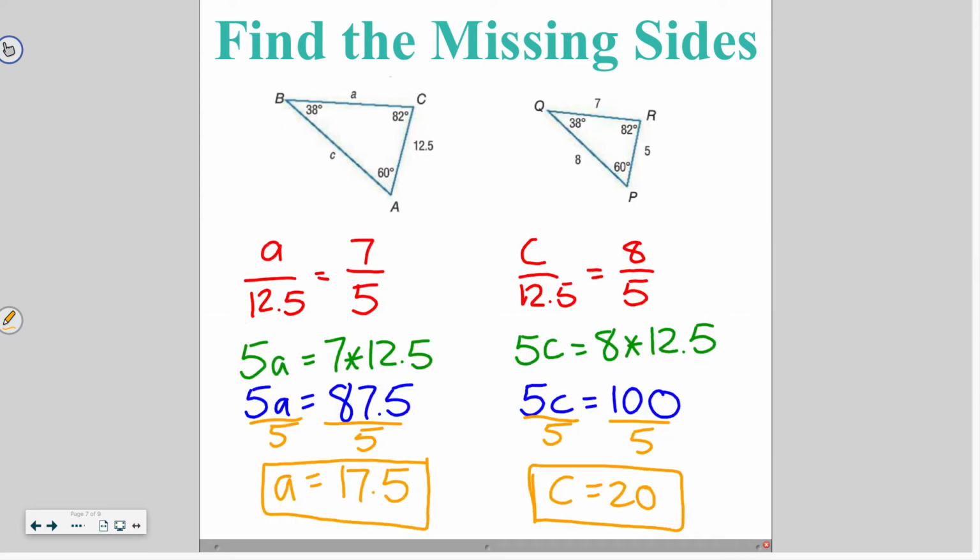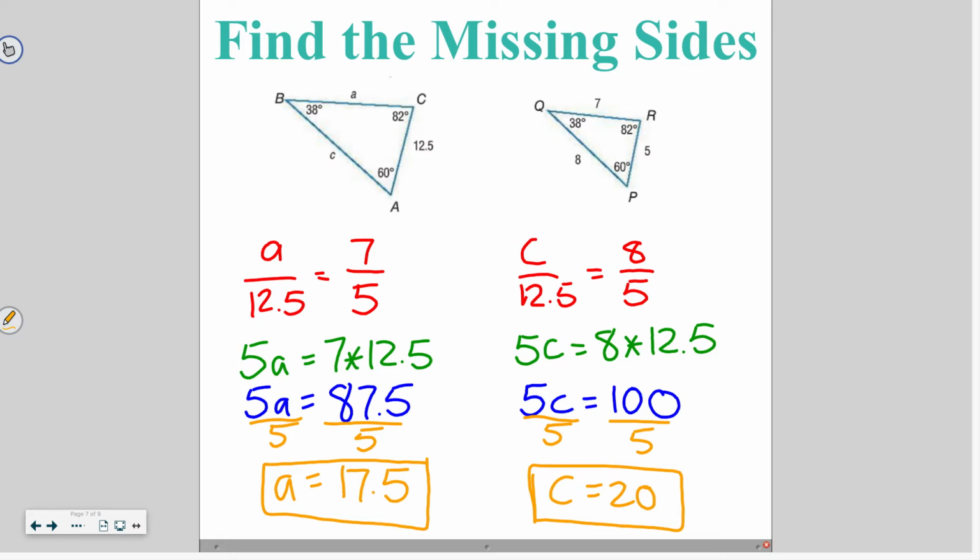First, to solve for a, I've got a over 12.5 is equal to 7 over 5. Notice, this time, instead of going across the triangles, I set up the ratios within the triangles. That is okay as long as you have the matching pieces corresponding. A matched up with 7, 12.5 matched up with 5.